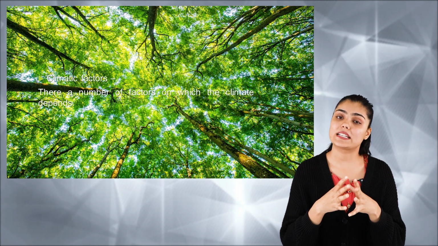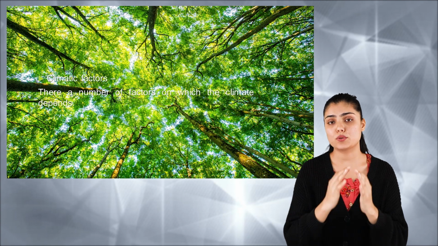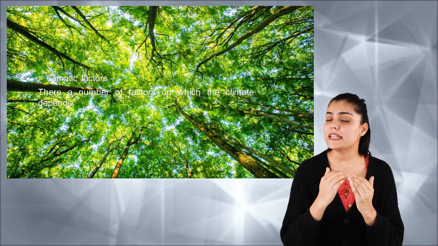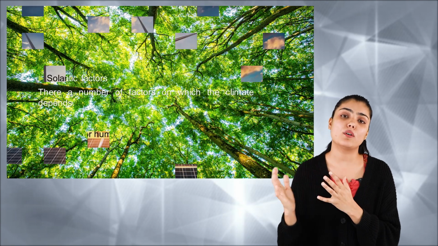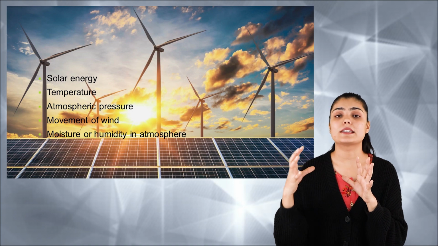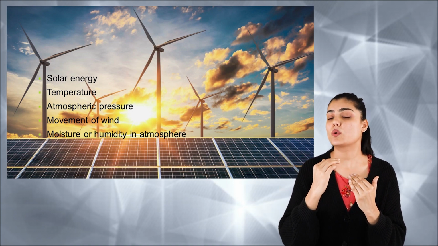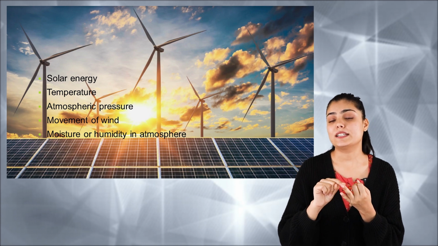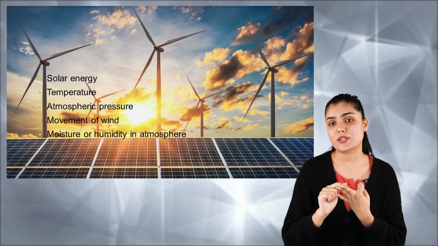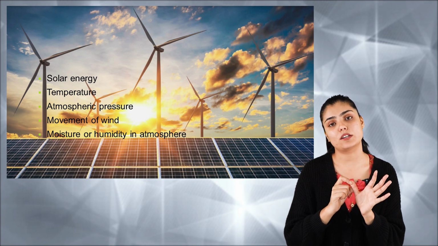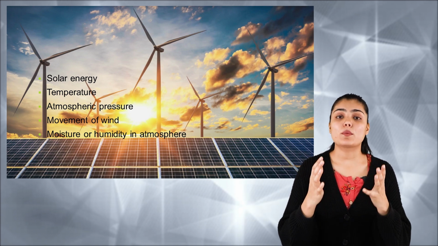Moving on, let us have a discussion on climatic factors. So the climate, as I said, depends on various factors. Basically, there are 5 different factors that affect the climate, which are also called climatic factors, which include solar energy, temperature, atmospheric pressure, movement of the wind, and moisture or humidity in the atmosphere. Let us discuss one by one what these are.